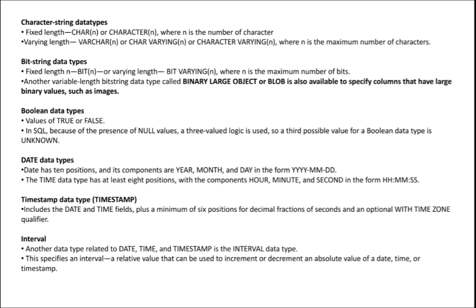And lastly, interval. The interval data type is related to date, time and timestamp. Interval means a relative value that can be used to increment or decrement the absolute value of date, time or timestamp. If you want to change the value of a date, time or timestamp, for example by specifying an interval like 5 seconds or 10 seconds, you have to specify the range. If you want to change the fixed value of the time, you can go for this interval.